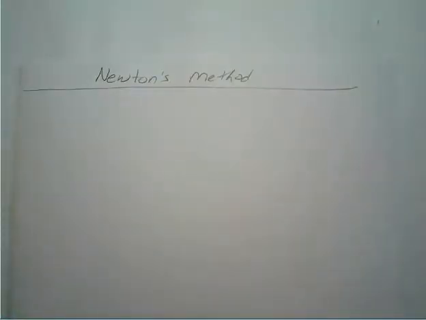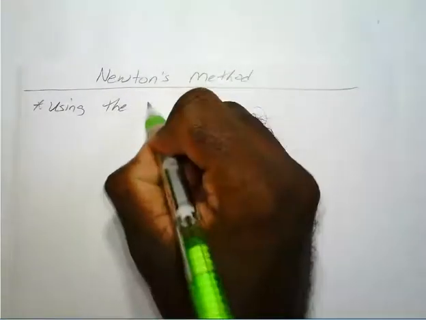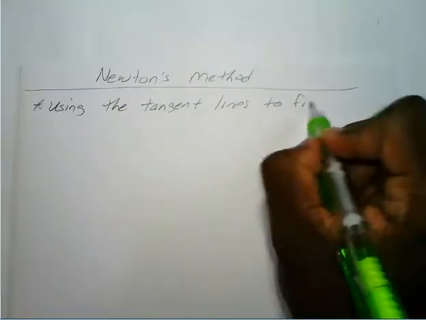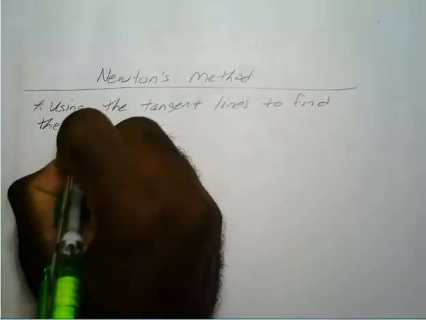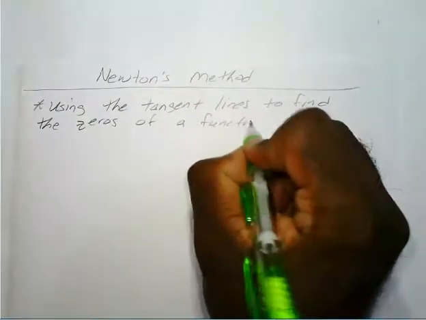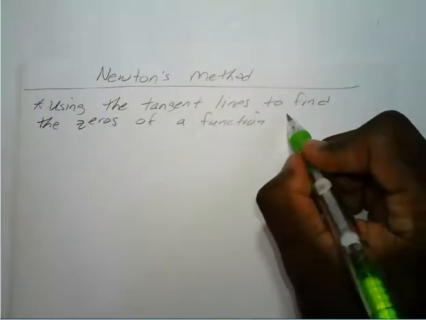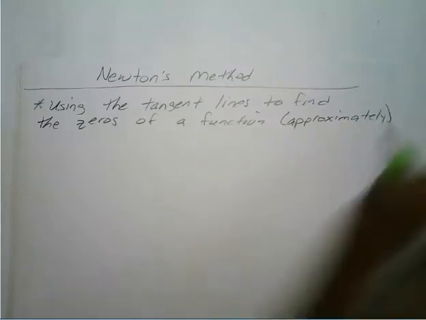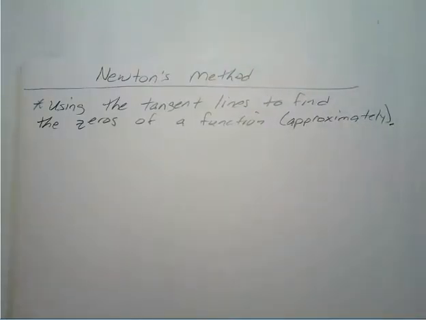Hello everyone. In this video we will be covering what is known as Newton's method. For Newton's method, we'll be using the tangent lines to find the zeros of a function. At least the approximation, to a certain number of decimal points.